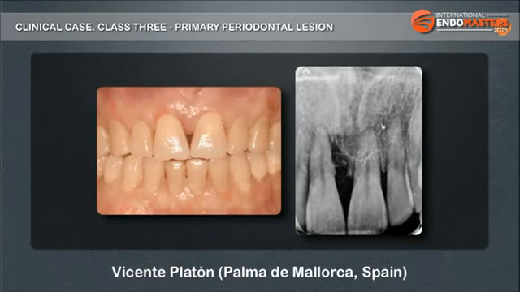This is another case of a class 3 lesion treated by Dr. Platón from Palma de Mallorca. Patient was diagnosed with a generalized advanced chronic periodontal disease. Tooth 1.1 tested positive to cold test and revealed the presence of a deep proximal pocket of up to 10 mm in the mesial aspect.